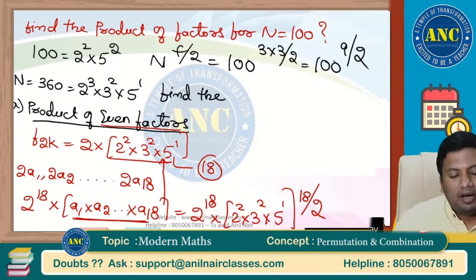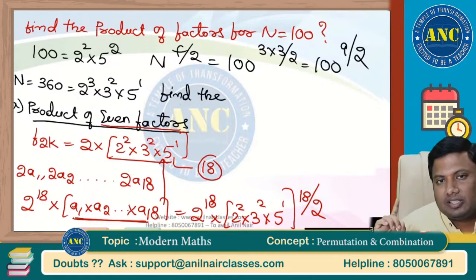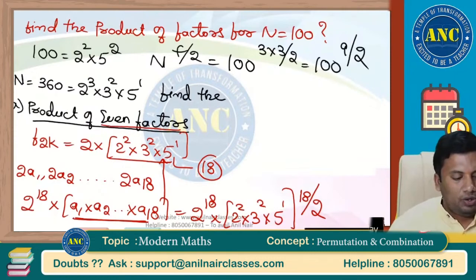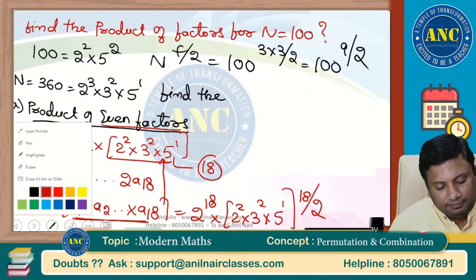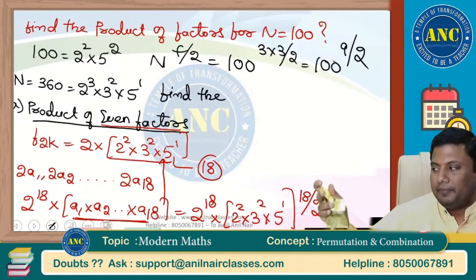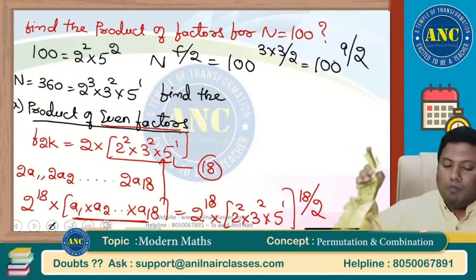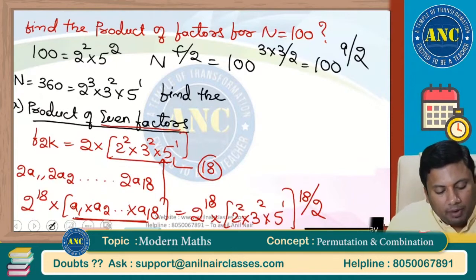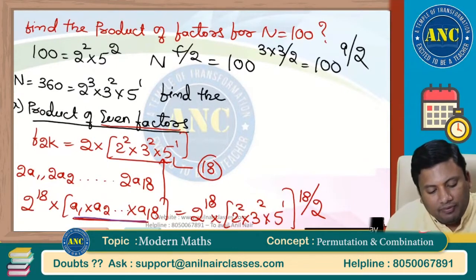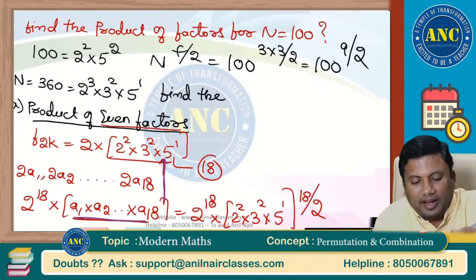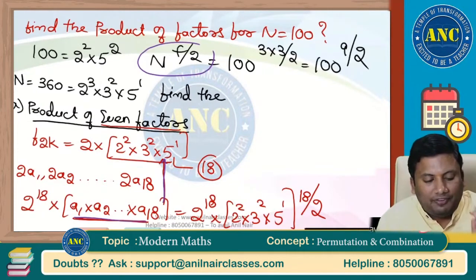Same like sum of even factors. In sum of even factors, I found out a factor, then I did the summation. Here I will do multiplication: 2a1, 2a2 till 2a18. It is nothing but 2 multiplied 18 times, 2 power 18, into a1 into a2 till a18. Product of the factors is given by the logic: these are the 18 factors for which number? This number. Number power number of factors by 2.